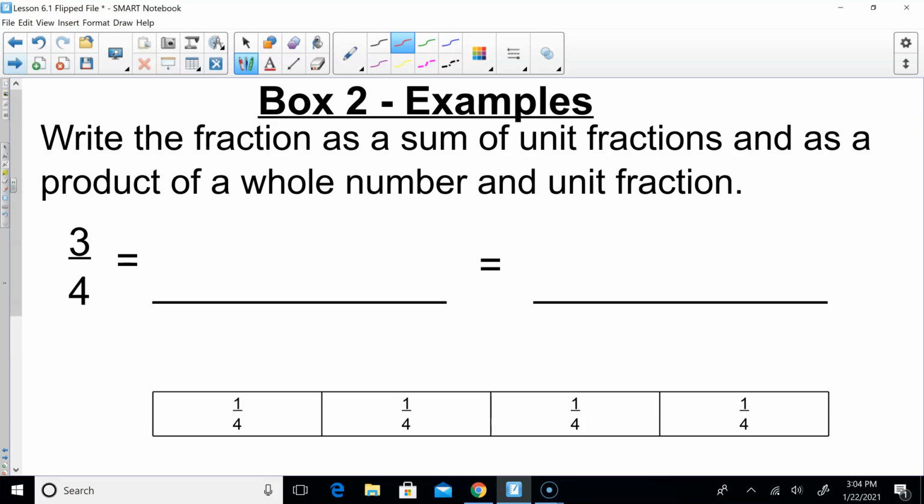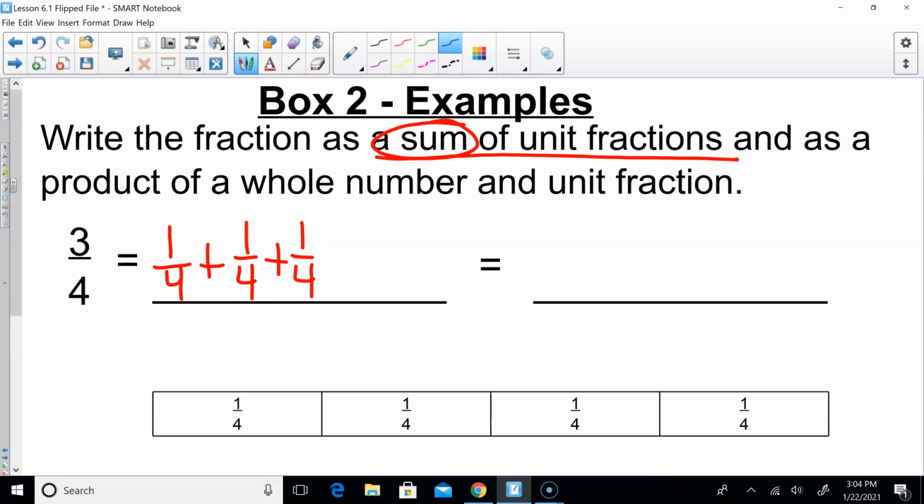It says, write the fraction as a sum of unit fractions. If we see the word sum, we know we're adding, so we're going to do that part first. We see 3/4, which means we would start with 1/4, because that's a unit fraction. Sum means add, so now I have 2/4, and if I add one more fourth, I would have 3/4, which would take care of that part.